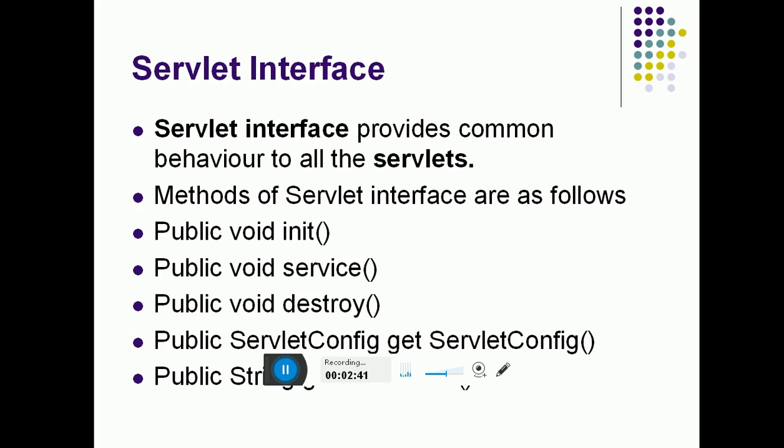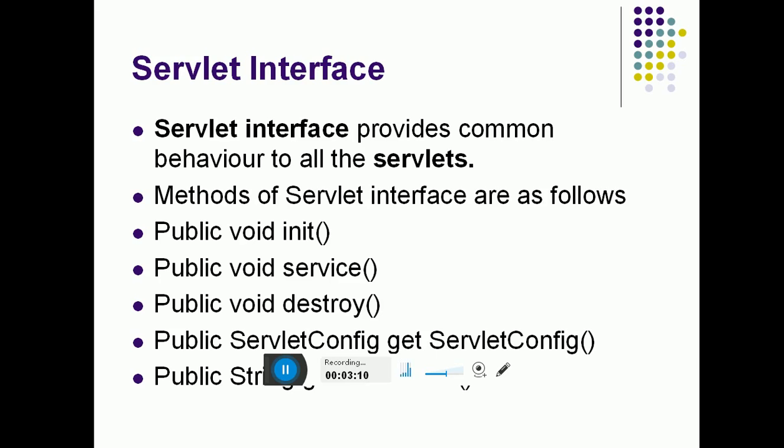The Servlet interface provides the behaviors to the servlets. What are the methods present in the Servlet interface? There are 5 abstract methods present in the Servlet interface. The first one is public void init, then public void service, public void destroy, public ServletConfig getServletConfig, and the next one is public String getServletInfo.